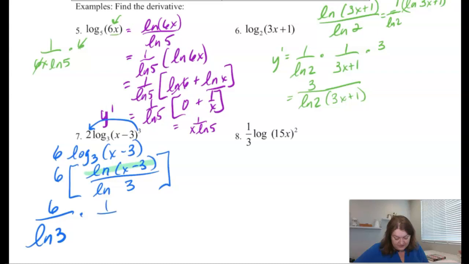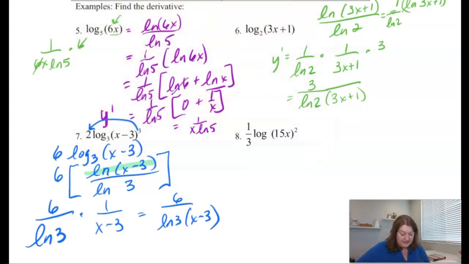Okay, so this is going to be 1 over x minus 3. X minus 3 only has a derivative of 1, so we're done. So this is going to be 6 over ln of 3 times x minus 3. Cool. All right, let's see what we can find out in number 8.